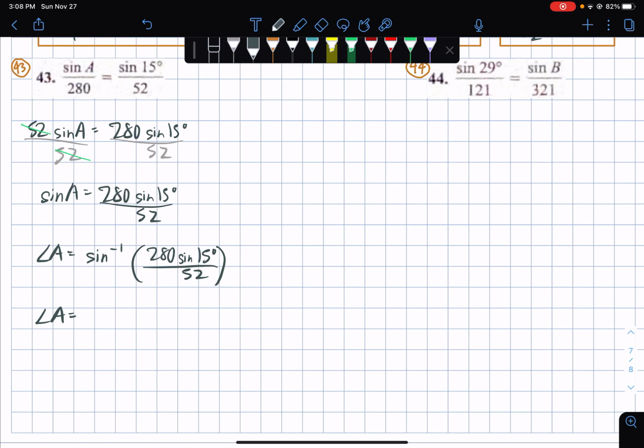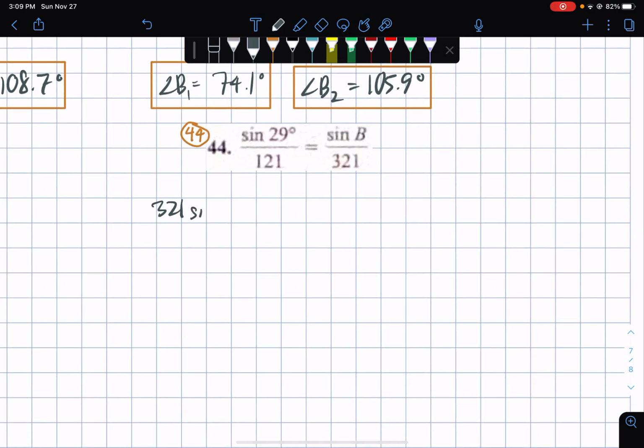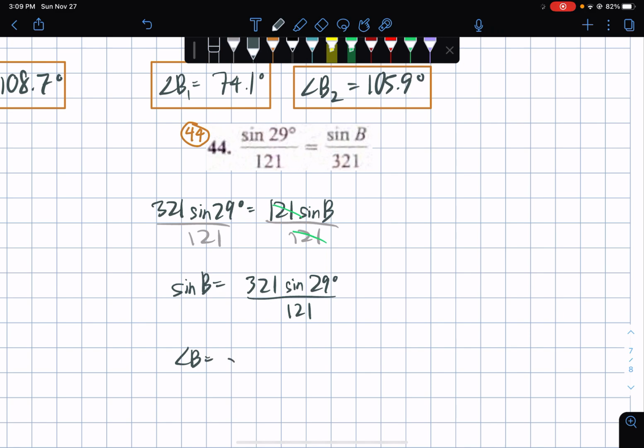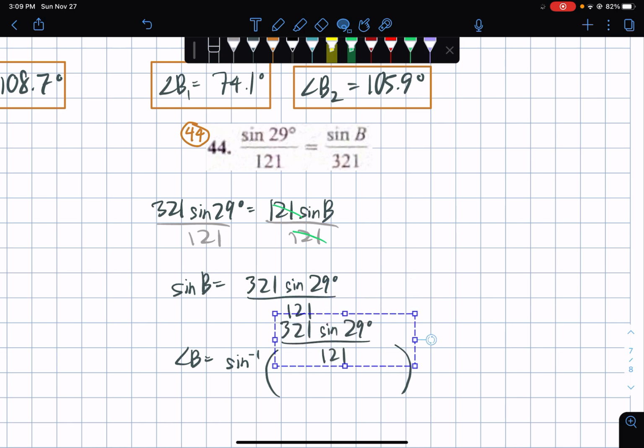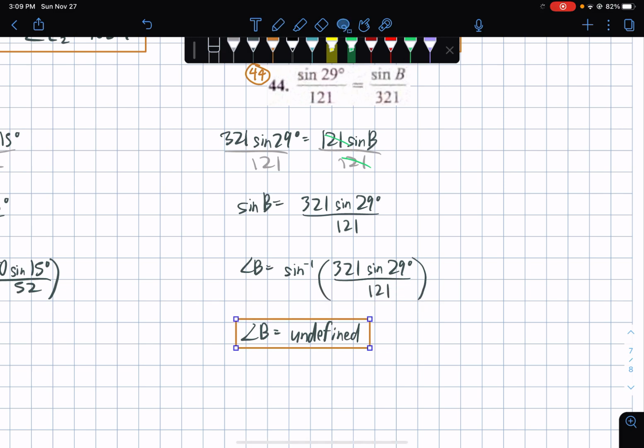Technically, if you place this in the calculator, the answer would be undefined. If I'm not wrong, the calculator would say that it's a math error or something relevant to that. Let's try number 44. Technically, the answer is also undefined. That means there are no solutions. Solutions aren't possible.